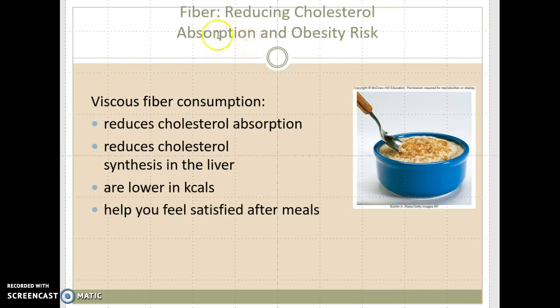So fiber then, we already talked about, reduces cholesterol. It can reduce obesity because you feel fuller sooner, so you're not going to eat as much because you're full.